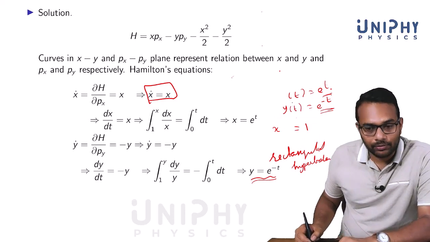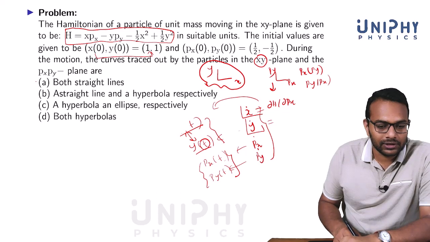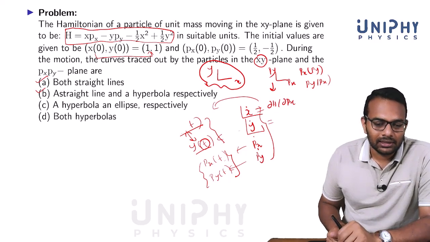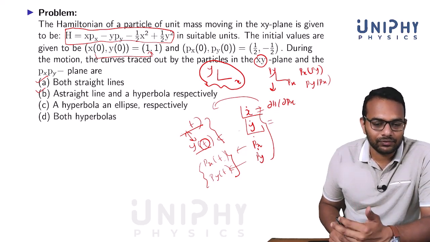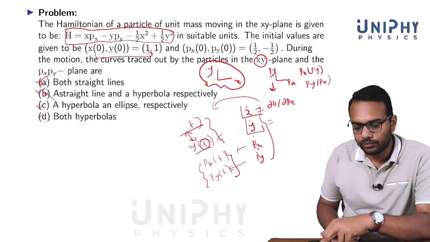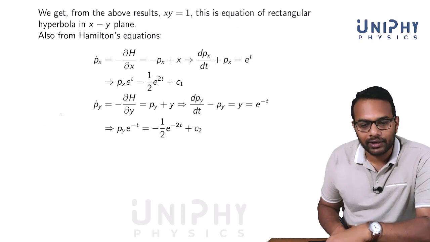Now with that, we can actually look back at the options. The first option says both are straight lines, the second a straight line and a hyperbola respectively, the third a hyperbola and ellipse respectively, and the fourth both hyperbolas. Because the first one is definitely not a straight line, we can exclude A and B. It could either be C or D. So we don't have enough information to choose the correct option. So let's go back and find Px, Py.